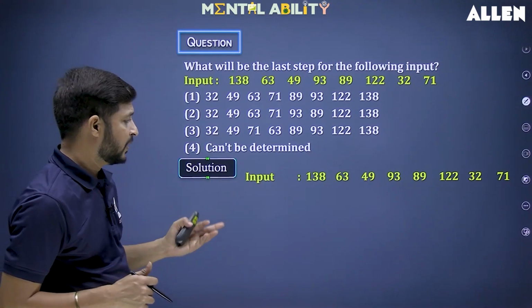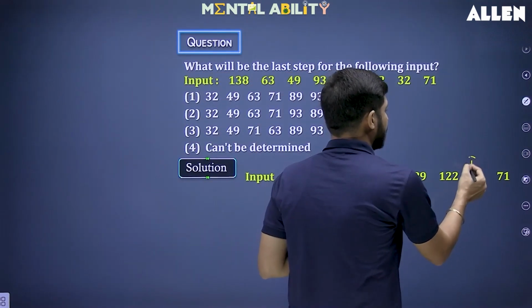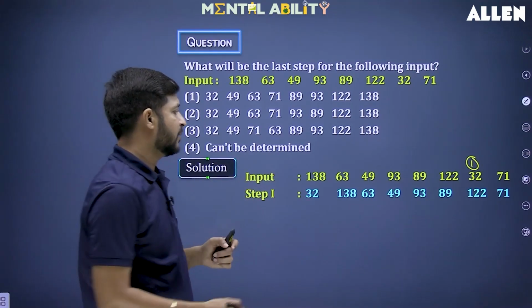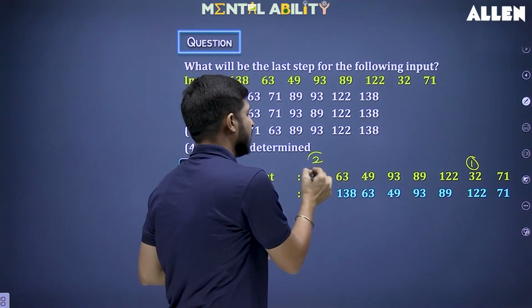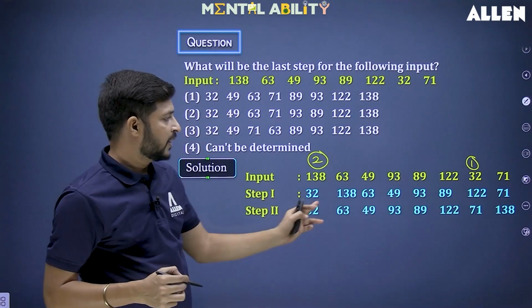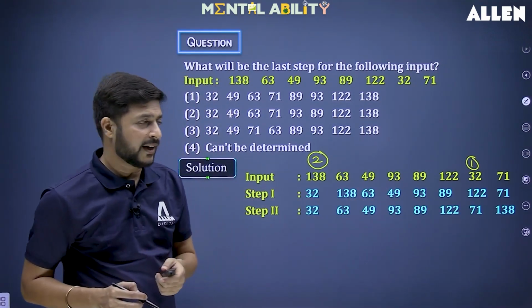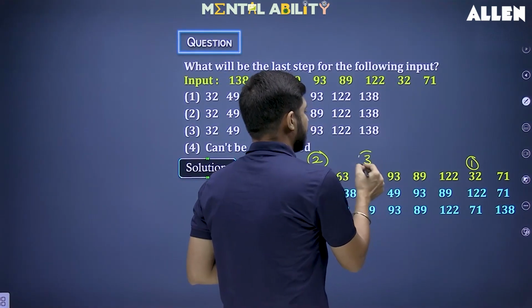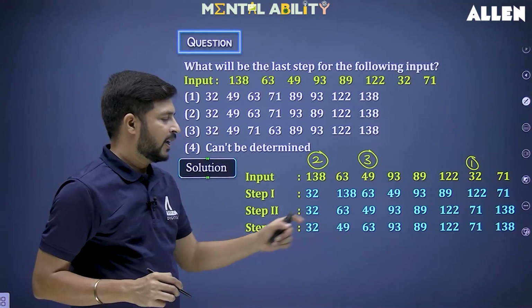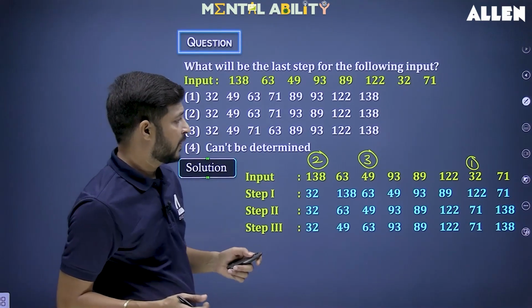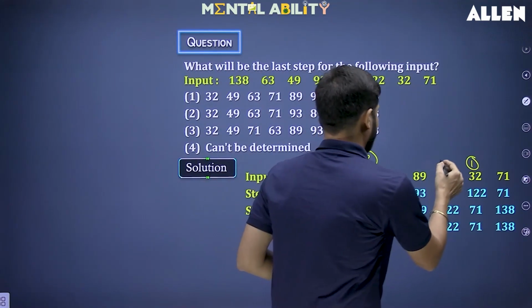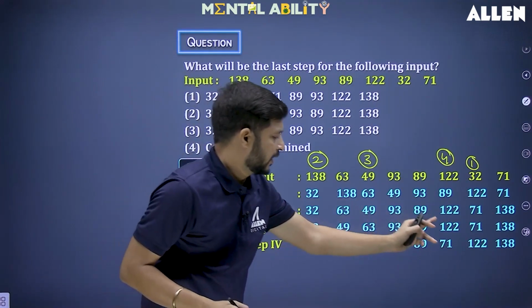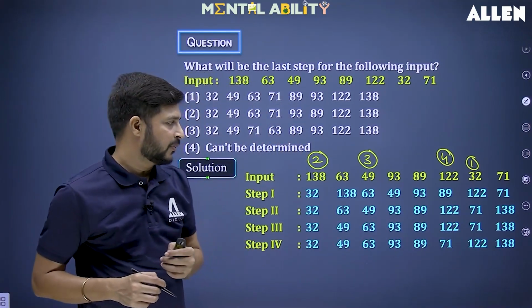So what exactly will happen? First of all, this 32 will be arranged. So this will be step number 1. You can notice the changes over here. Now after that, the greatest number, which is 138, will be arranged in step number 2. So this has been shifted to the last. Now after that, the number just greater than 32, which is 49, will be step number 3. Now after that, the number just smaller than 138 will be arranged, and this will be step number 4. So 122 has been shifted to this particular place.